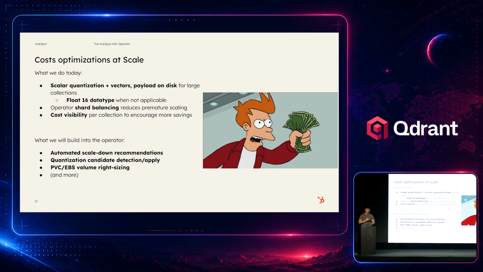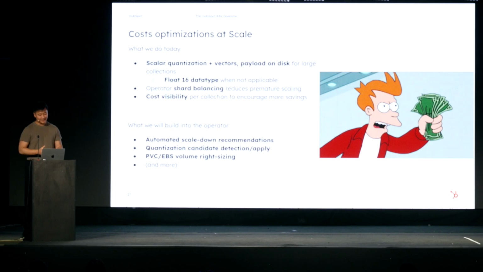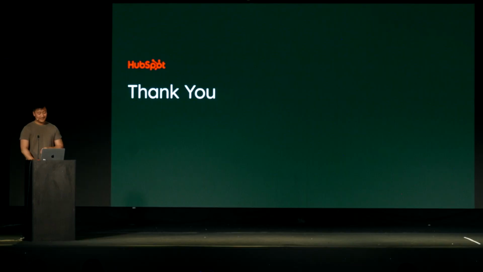Because we're on the operators now, we're able to build the groundwork for future automation. Some ideas we have are automating scale down recommendations, finding candidates for quantization, and EBS volume right-sizing. And that's all for today.